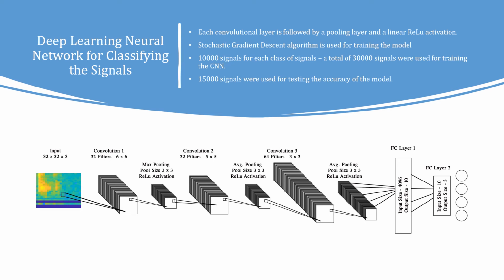This is the architecture of the convolutional neural network that we developed for classifying the signals in the study. There are three convolutional layers. Each of them is followed by a pooling layer and a ReLU activation function. The stochastic gradient descent algorithm is used for training the model. There are three classes of signal in the study: the signals propagated through specimens A, B, and C respectively. 10,000 signals of each class, so a total of 30,000 signals, were used as training data, while 15,000 signals were used as the testing data.